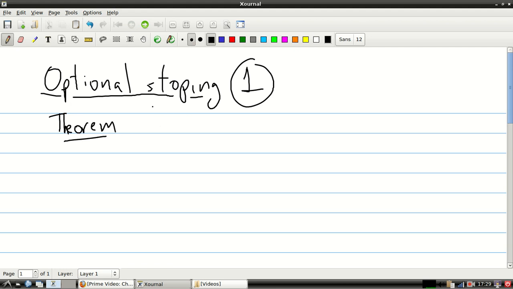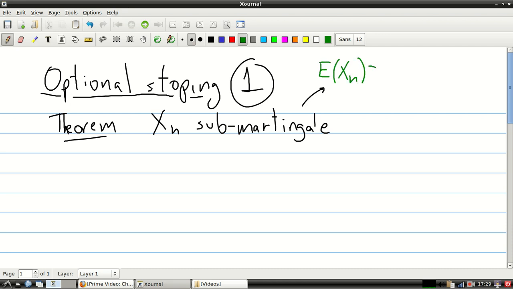So suppose that we have X_n, a submartingale. Before I state the theorem, let me just say that this means, in particular, that the expectation of X_n is larger or equal than the expectation of X_m if n is larger or equal than m. So for submartingales, the expectation is growing.